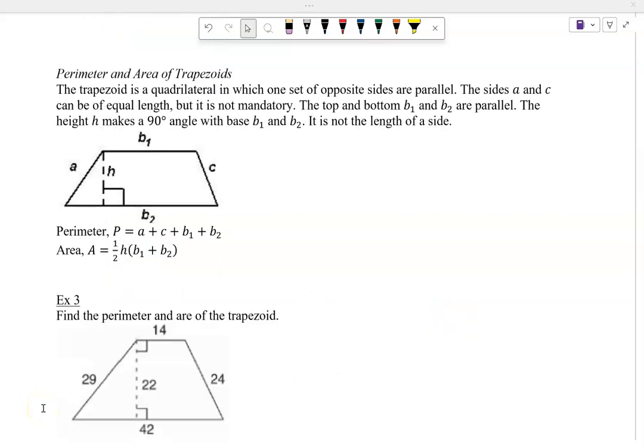Trapezoids is where you've got one set of sides that are parallel. So if you notice on this one shown, base 1 and base 2 are parallel. See how those top and bottom there? So only one set is parallel. We still have 4 sides.